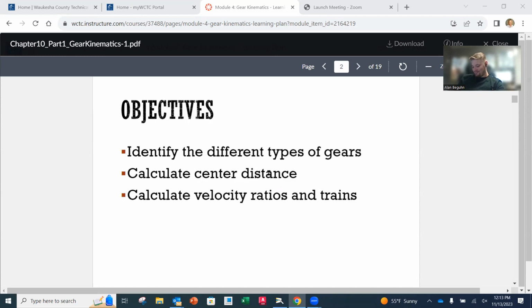So we're going to be looking at determining what the space requirements are through center distances, but then also looking at the velocity ratios and train values. Okay, those are going to be really our outputs, if you would, that we get.